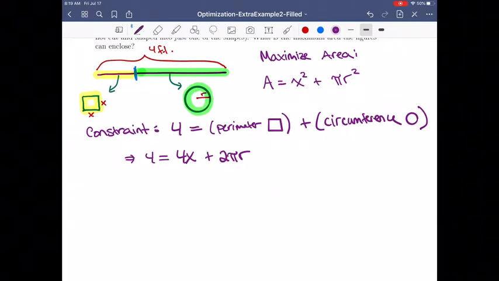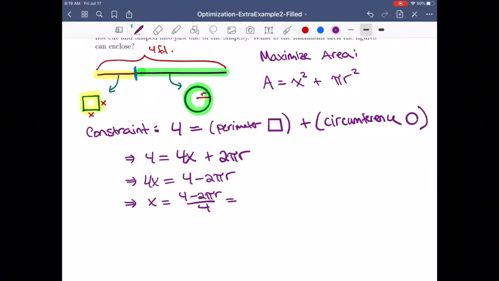So this is our constraint. We want to use it to get rid of one of the variables above. It doesn't really matter here which one we solve for. I'm going to solve for x, say. So 4x is going to be equal to 4 minus 2 pi r, which means that x is equal to 4 minus 2 pi r over 4, which we could simplify to 2 minus pi r over 2. Okay, so that's our x.